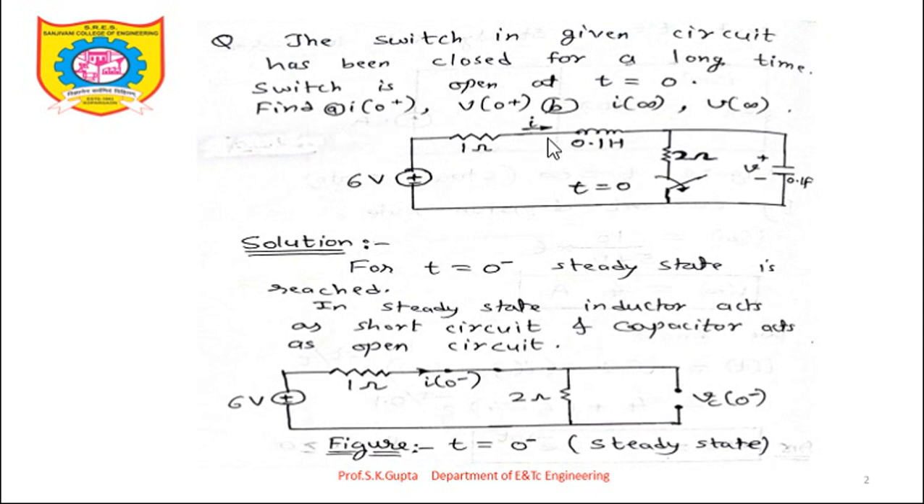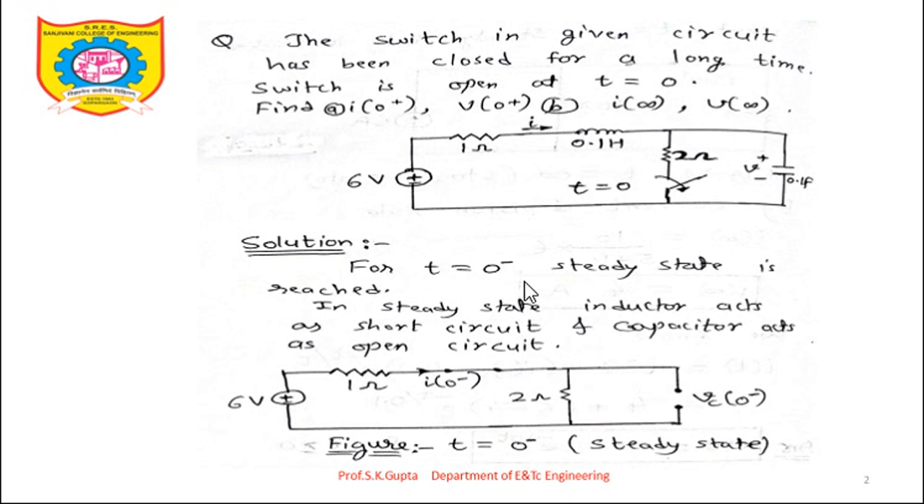So we have to determine the inductor current just after the switch is open, as well as we have to determine initial voltage just after the switch is open, as well as we have to determine the steady state current i of infinity and v of infinity. So at infinity time, what is the current through inductor and what is the voltage across capacitor.